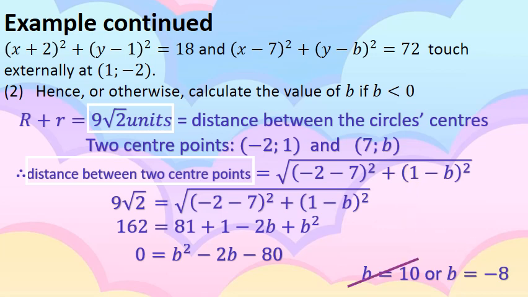Let's cross out b equals 10 as a final answer, and now you are ready for exercise 7.4, page 294 for homework. Enjoy.